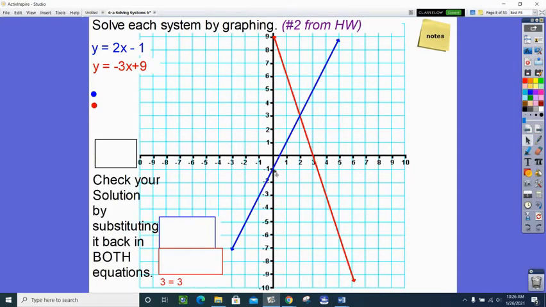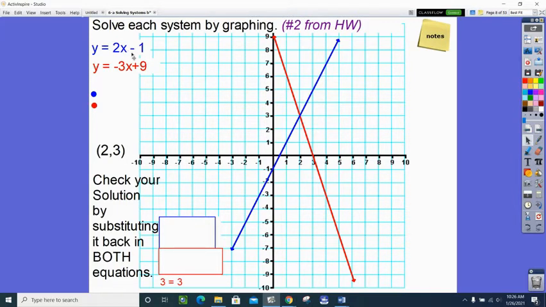So what I'm saying is once I had the blue line, if I start at 9 and go down 3 and run 1, and down 3 and run 1, boom, I've hit the other line. So you can keep using the slope, which will make you feel confident about your estimate of the intersection, which should be 2, 3. You must check it in both.